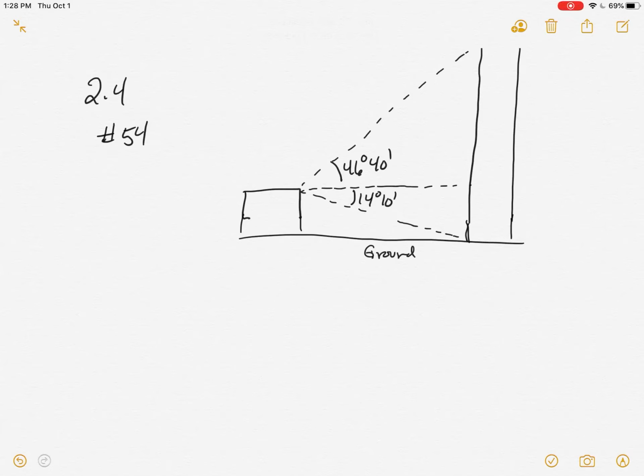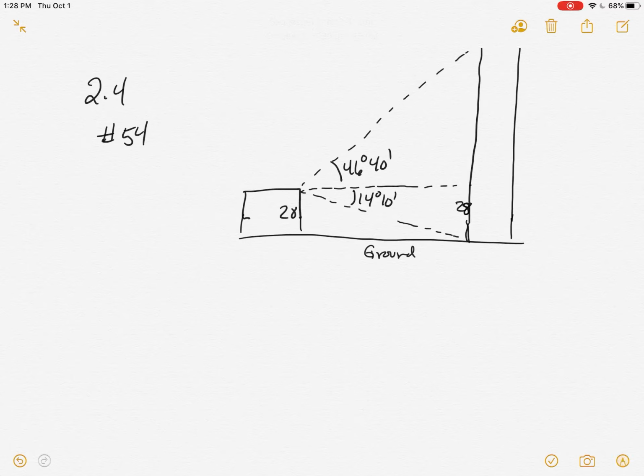I had a request to show the solution from section 2.4, number 54. So let's do that. Here's the picture that's drawn. It talks about an angle of elevation from the top of a small building to the top of a nearby water tower is 46 degrees 40 minutes, and the angle of depression to the bottom is 14 degrees 10 minutes. If the shorter building is 28 meters high, find the height of the taller building. No problem. We absolutely know already that this is 28 right here.